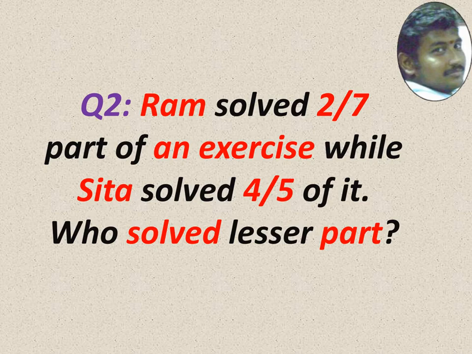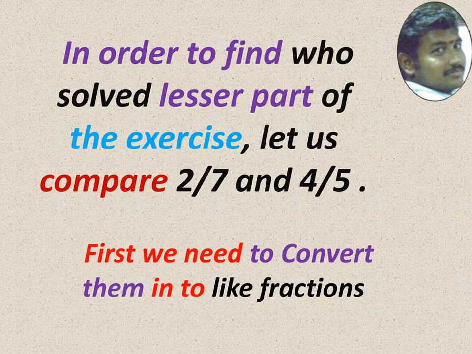Equivalent fractions. Ram solved 2 by 7 part of an exercise, while Sita solved 4 by 5 of it. Same exercise: Ram solved 2 by 7, Sita solved 4 by 5. Who solved the lesser part? This is the question. So how to find who solved lesser? Here 2 by 7 and 4 by 5 are unlike fractions, right? So what we have to do is convert them into like fractions, isn't it?